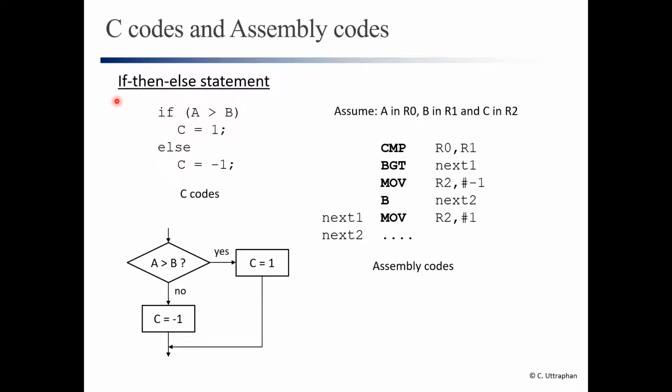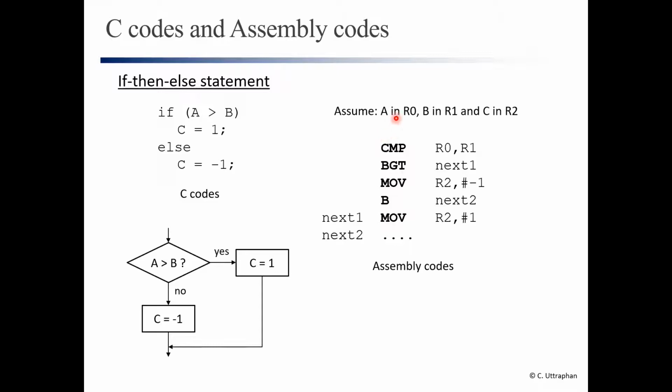OK, now let's see how we use the control instruction to write assembly language. For example, to implement the if, then, else statement. If we have C code like this, if A greater than B, C equal to 1, else C equal to -1. This can be represented using this flowchart. If A greater than B, we do this. Else, we do this. In assembly language, first we need to compare the two numbers.